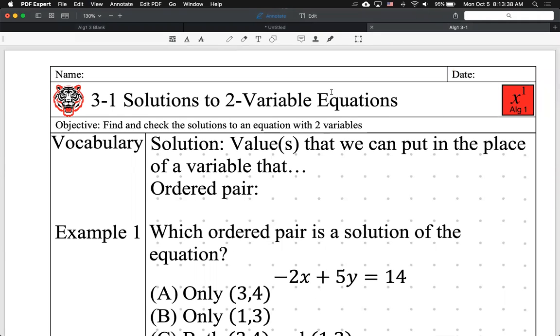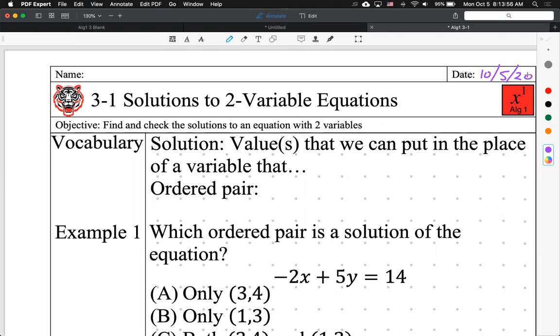All right, so we're in lesson 3-1. Today's date is Monday, October 5th, 2020. Yes, we are on our first lesson in Unit 3. So we're doing solutions to two variable equations.